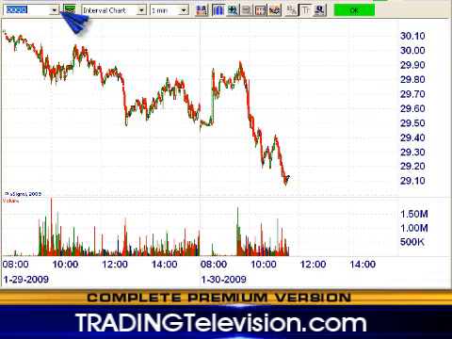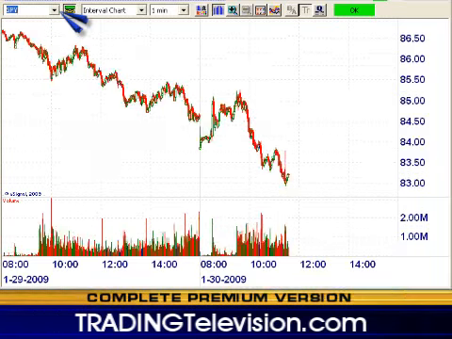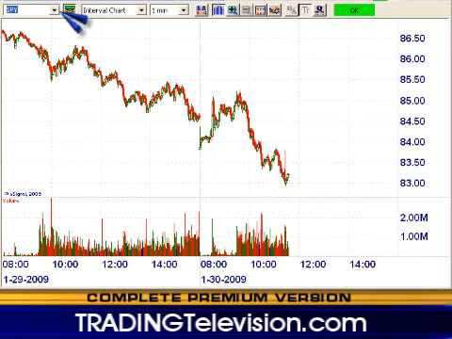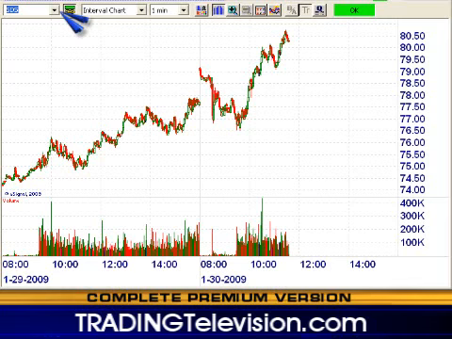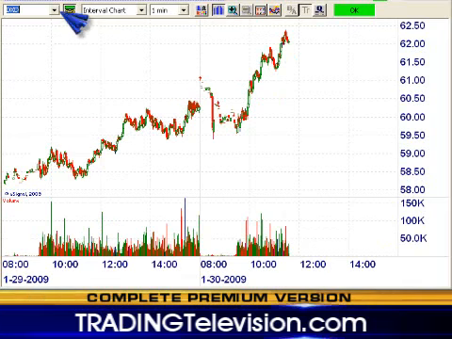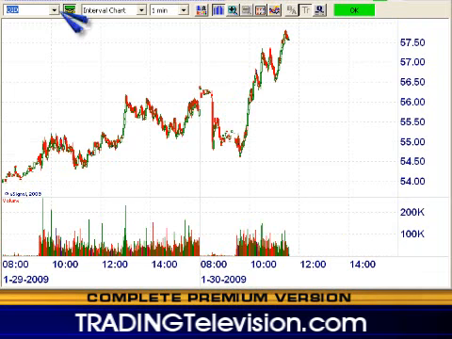So there's the Qs starting to bounce. Here's the spiders starting to bounce. Our short ETF starting to drop, which is good. That's bullish. SDS, DXD, and QID.